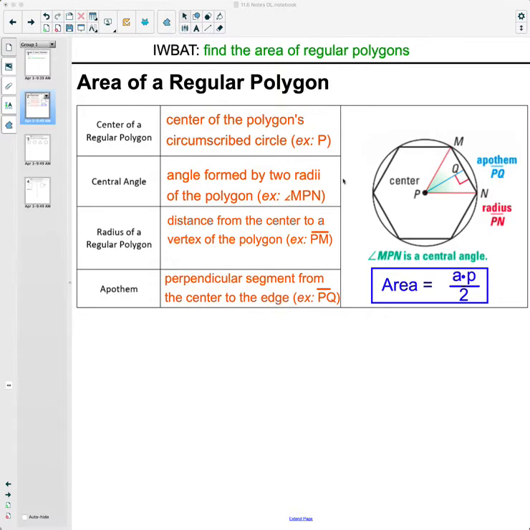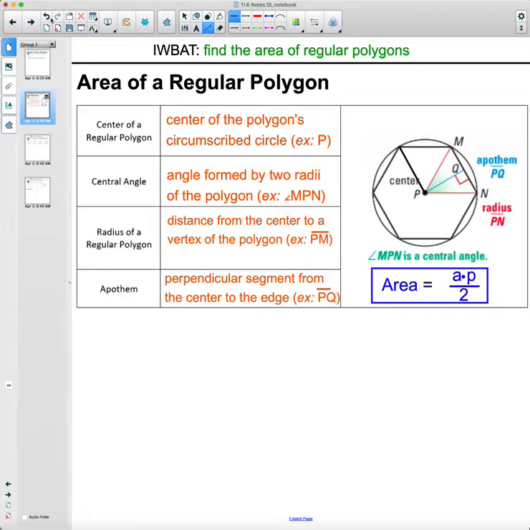Okay, so a couple terms that we need to talk about is the center of a polygon. If you look at this picture, we've got a hexagon in here. It is inscribed within a circle. And remember, inscribed means that all of these vertices of the hexagon touch the circle and it's inside. So the center of the polygon is the center of that circle as well, the center of the circumscribed circle, or the circle drawn around there.